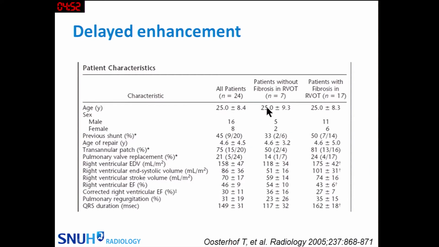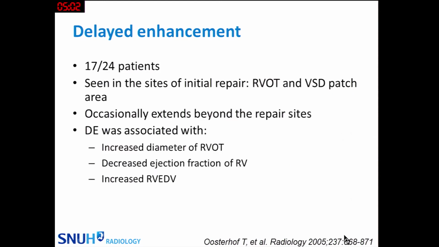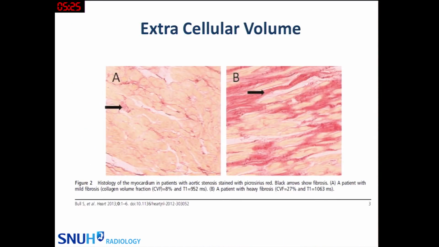And there's some report that patients with fibrosis in the RVOT examined by MRI show the worst prognosis and the worst parameters. So they conclude that this fibrosis is seen at the site of the initial repair, but occasionally extends beyond the repair site, and delayed enhancement is associated with increased diameter of the RVOT, decreased ejection fraction of the RV, and increased RVEDV. And this delayed enhancement actually reflects some increase of the extracellular volume.